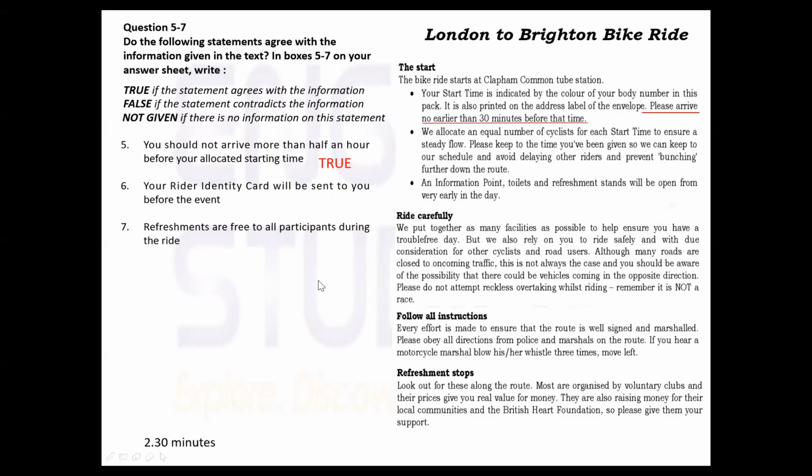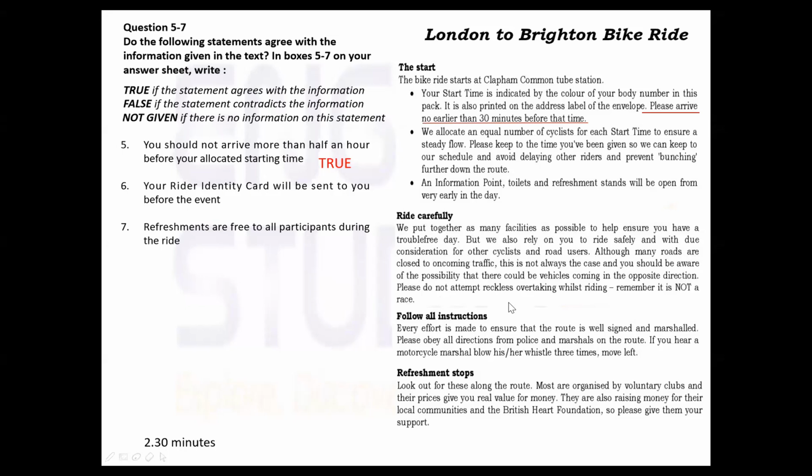Okay? Your rider identity card will be sent to you before the event. Here we don't have the answer at the start. Could be here, read carefully. We put together as many facilities as possible to help ensure you have a trouble-free day. Your rider identity card. Ini aja yang kita cari nih, rider identity card. Ada nggak? But we also rely on you to ride safely and with due consideration for other cyclists and road users. Although many roads are closed to oncoming traffic, this is not always the case, and you should be aware of the possibility that there could be vehicles coming in the opposite direction. Please do not attempt reckless overtaking while riding. Remember, it's not a race.